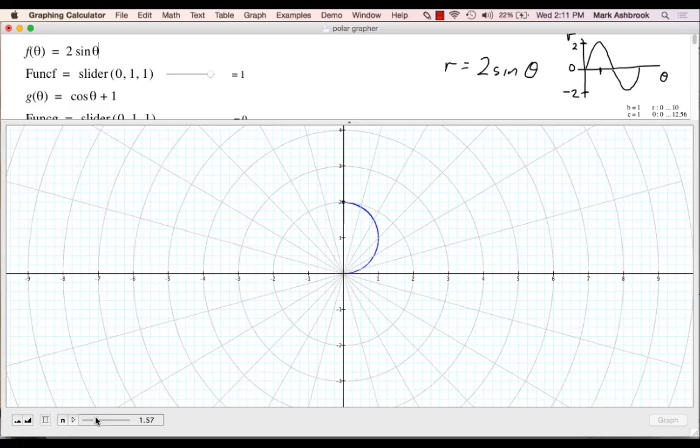So if we trace that out, watch the r value. You see it's decreasing starting at 2. Now it's coming in on the ray until it's 0 at pi.